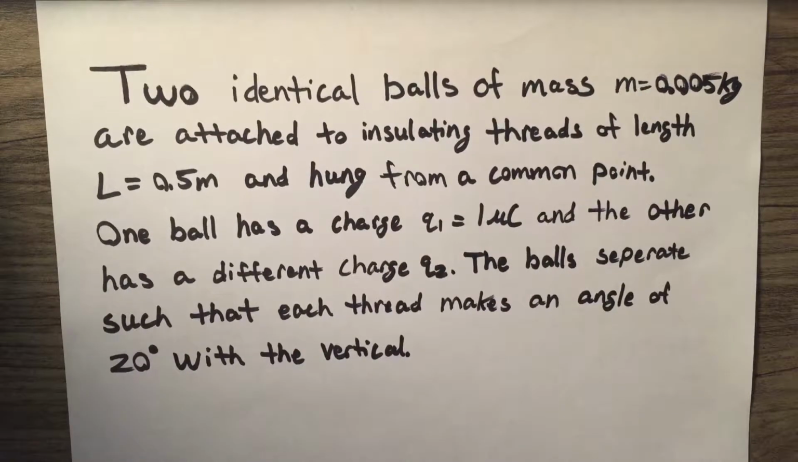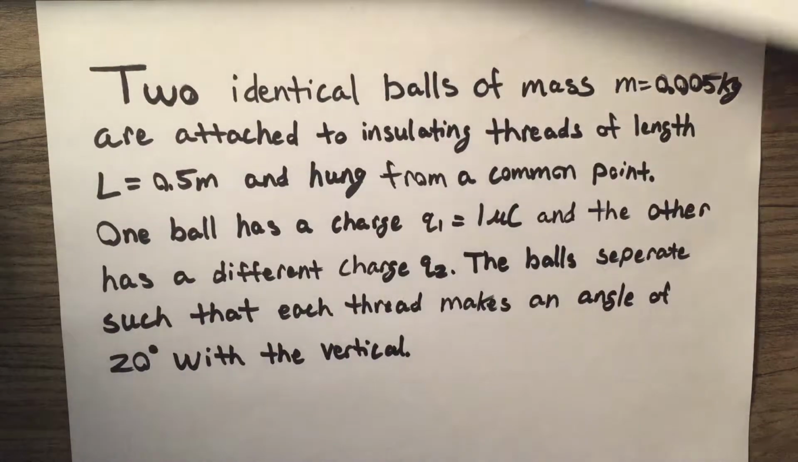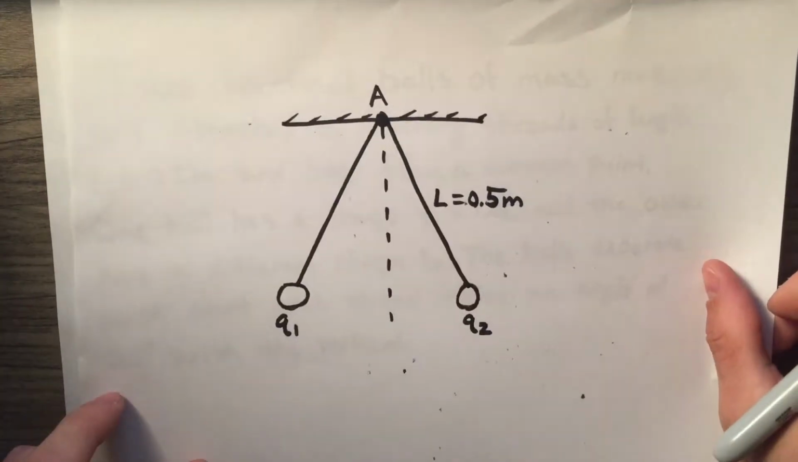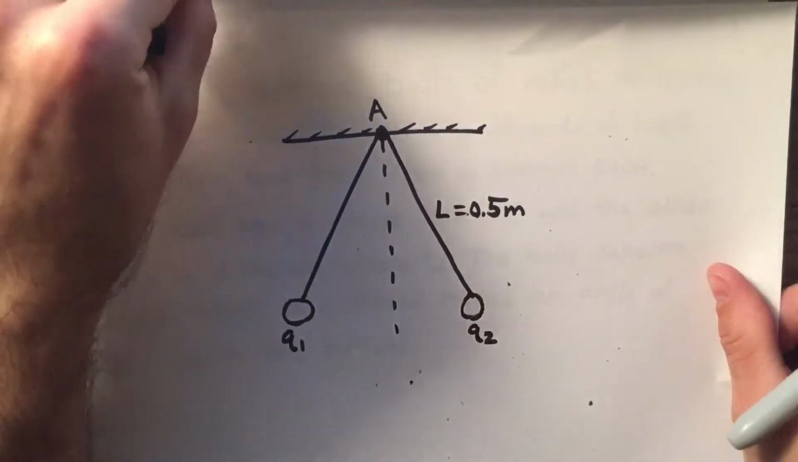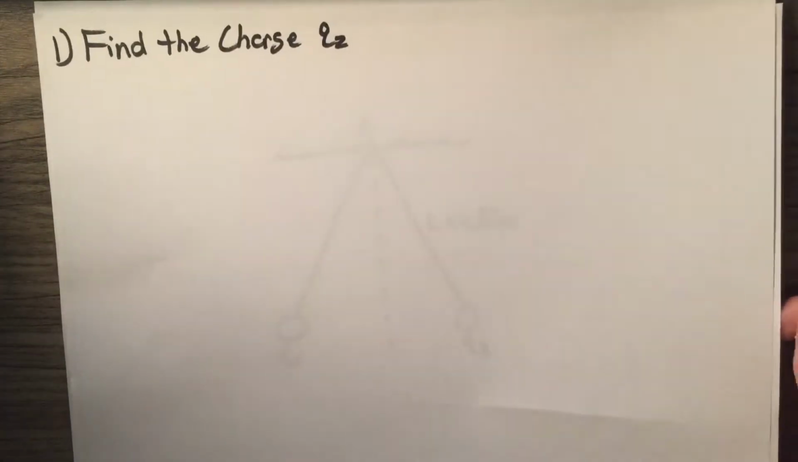The balls separate such that each thread makes an angle of 20 degrees with the vertical. And here's a picture depicting that. Our question is to find the charge of Q2.